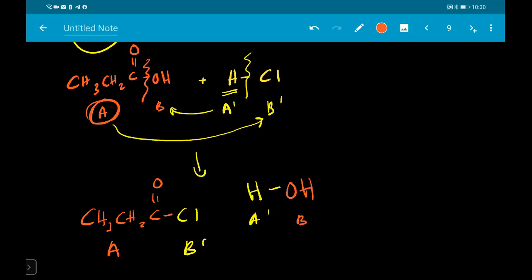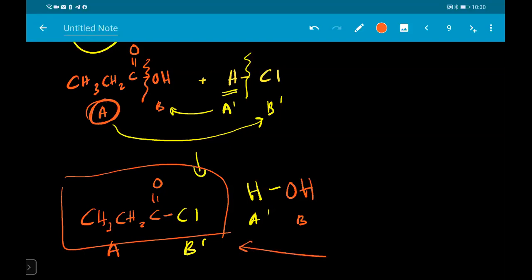Have a look at the product formed. What product is this? What is the homolog series of this product? Please answer. RC double bond O Cl, what is this? Thank you Nisa, it is acyl halide.